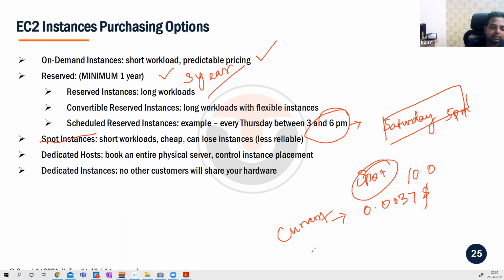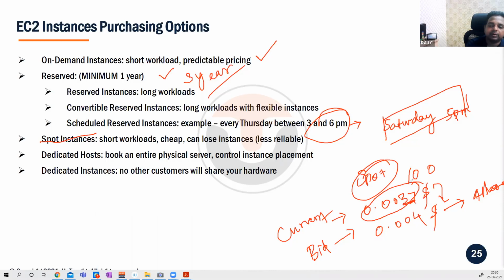Based on the demand, you'll go and bid for it. I have to bid a little higher than this to get my machine. So I bid something like 0.004. This price is higher than the current price, so the machine is allotted. But this current price is driven by the overall demand, the prices that other people are putting. For example, there are 100 instances, and one instance which you bought for 0.004. If you take an average, that defines the current price of your spot instances.